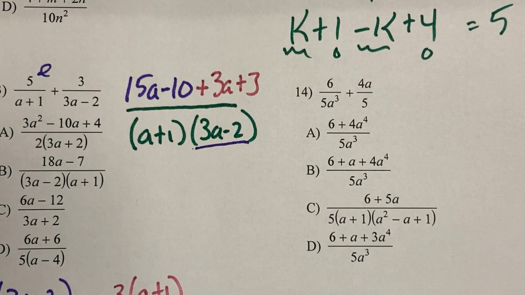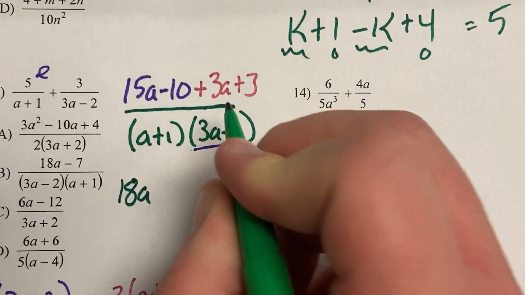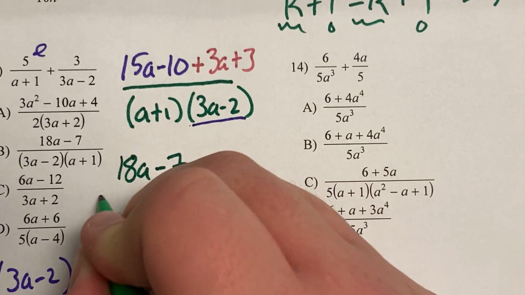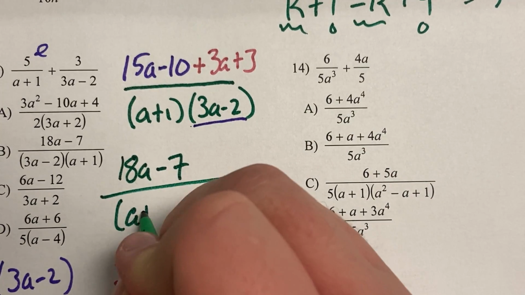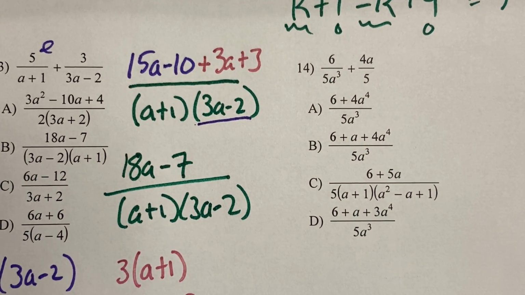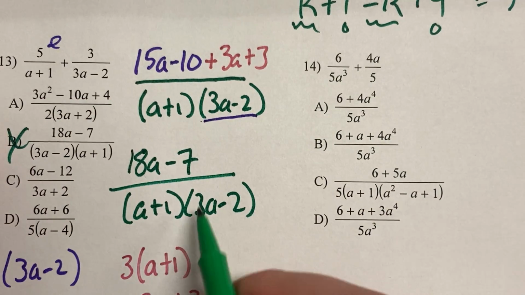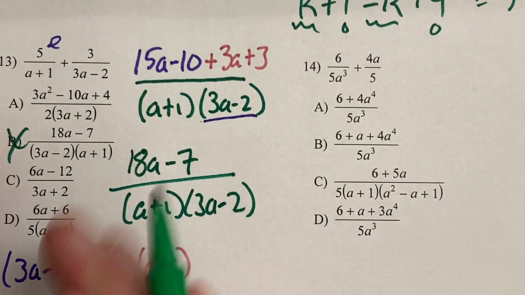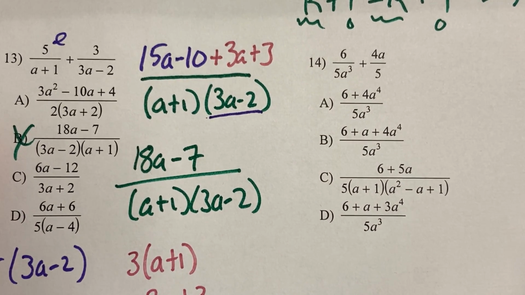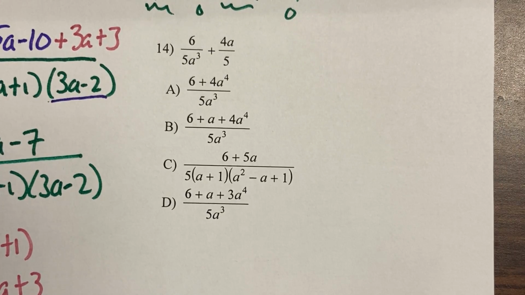All right, so I'm going to look to combine something in the top. I have 15a plus 3a, means I have 18a. I have negative 10 plus 3, which is a negative 7. And we have the a plus 1 over 3a minus 2. Do one of our answers have that? Yeah, we have 18a minus 7 over 3a minus 2 times a plus 1. And again, multiplication is commutative, so it doesn't matter. So 13 there should be B. I told you adding and subtracting definitely is a little bit more challenging.